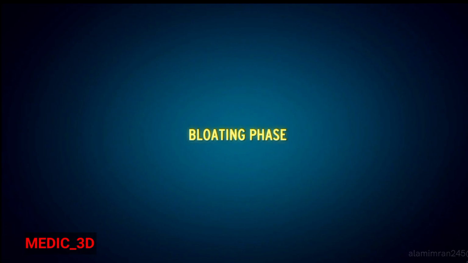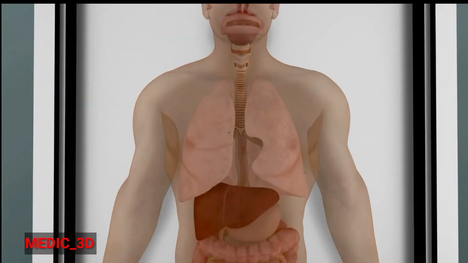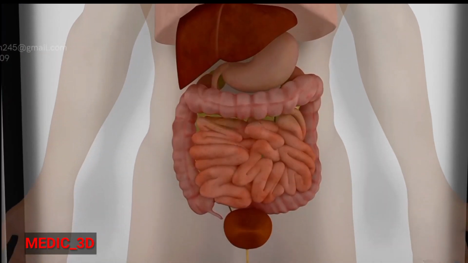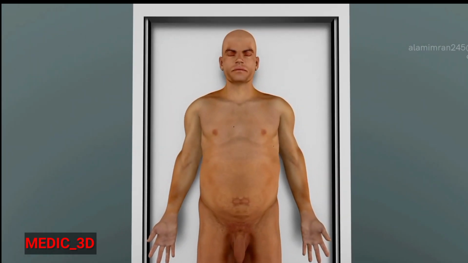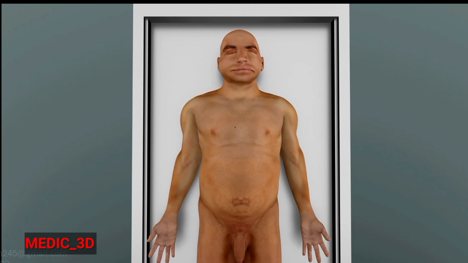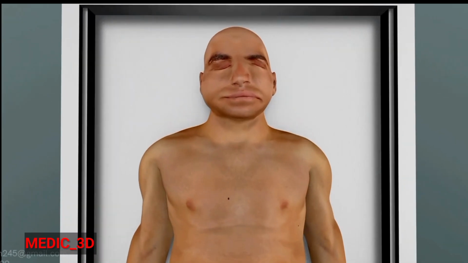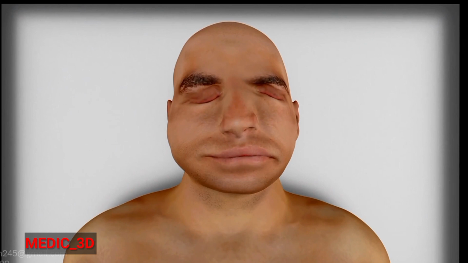Bloating phase. The catabolic process of bacteria will produce gases such as carbon monoxide, carbon dioxide, methane, ammonia, hydrogen sulfide, and such gases. These gases move through the intestine, which will cause abdomen bloat. The entire body may swell up to remarkable size, and the neck and face will become grotesquely bloated, making visual identification difficult and impossible.